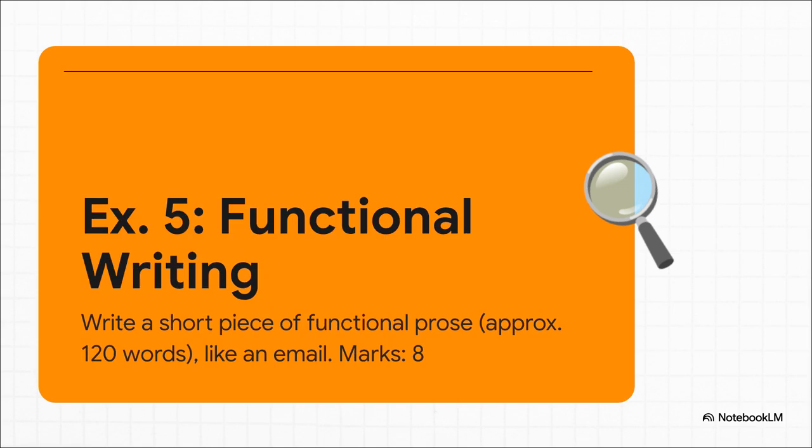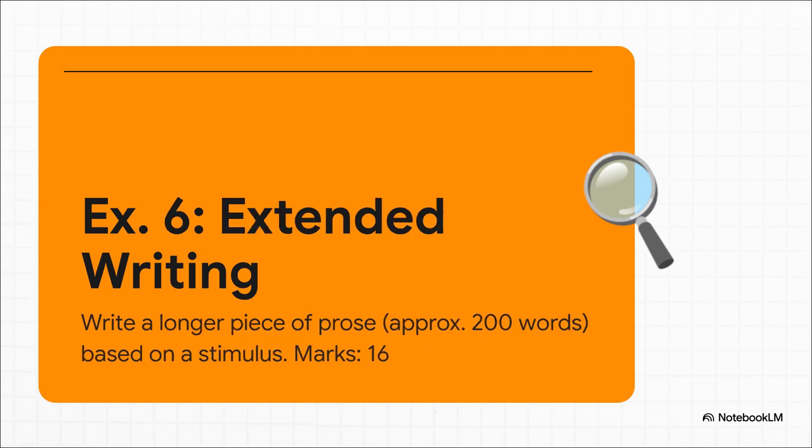And now, we're making a full pivot into writing. Exercise 5 is what they call functional writing. Basically, you'll have to write something practical, like an email. They'll give you a prompt, and you need to write around 120 words. This is all about your real-world communication skills. It's worth 8 marks.